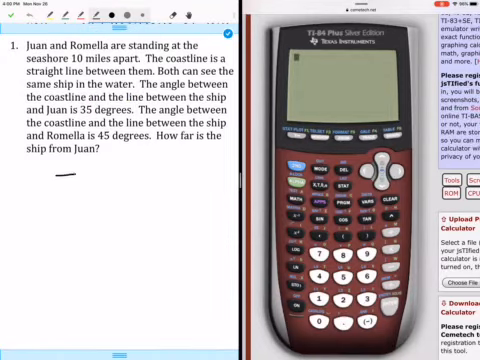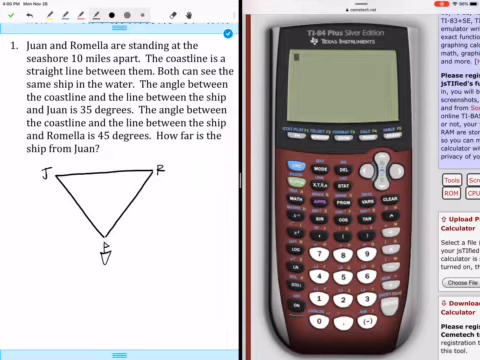Alright, so we know we're going to have a triangle, obviously. And if we think about this as the coastline, here's Juan and Ramela. Then out in the ocean, both of them see a ship. Let's call that a boat. The distance between them on the shore is 10 miles apart. We know that the angle between the coastline and Juan is 35 degrees, and the angle between the coastline and Ramela is 45 degrees. And the side that they want me to find, how far is the ship from Juan?